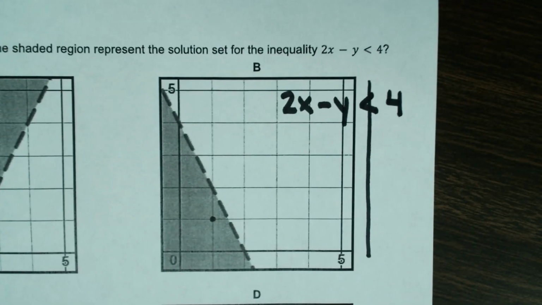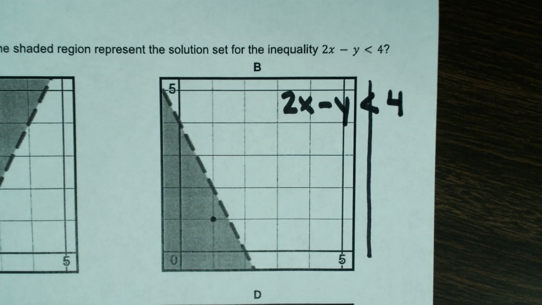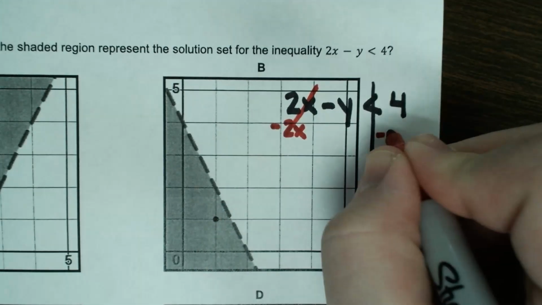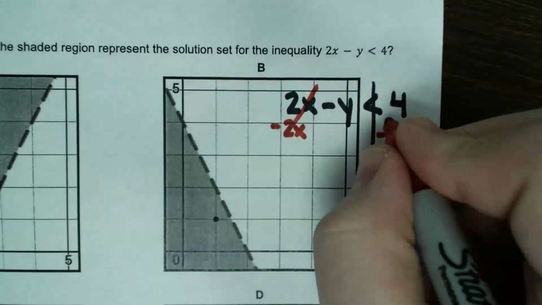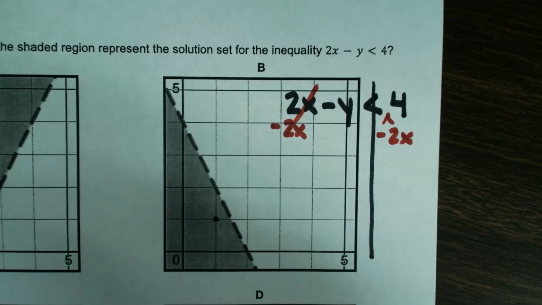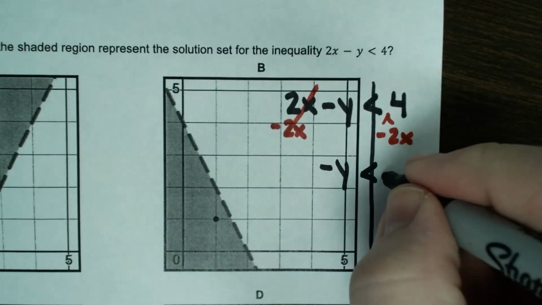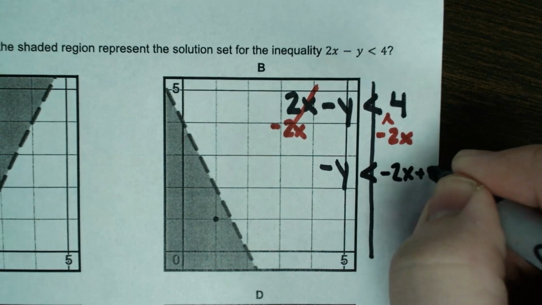What I'm talking about is, let's get y by itself here. To do that, I'm going to subtract 2x from both sides. It's going to give me negative y is less than negative 2x plus 4.